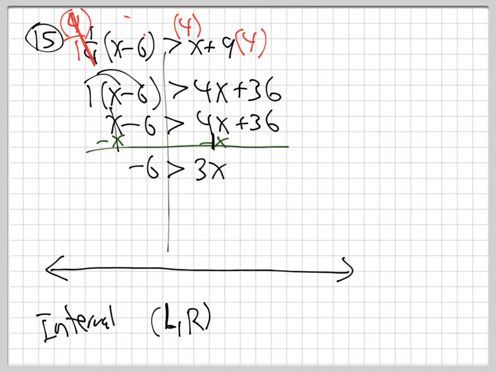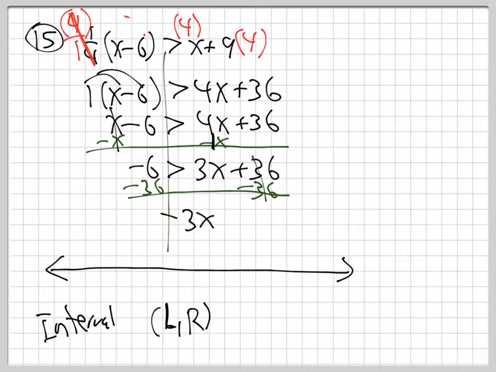3x, right, because there's a visible 1 there. Now x is yelling out, what's x always yelling out? I want to be alone over here. So what do we got to get rid of? The 36, because x is a big loner. Nobody wants to be with x. So subtract 36, boom. There we go.